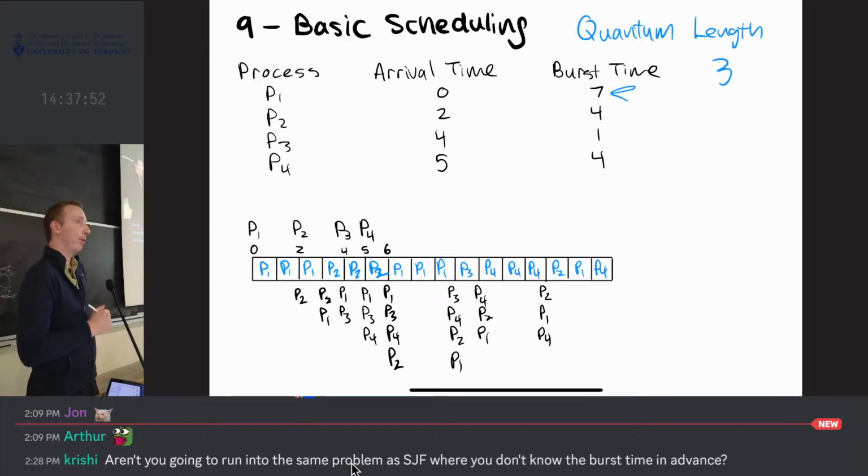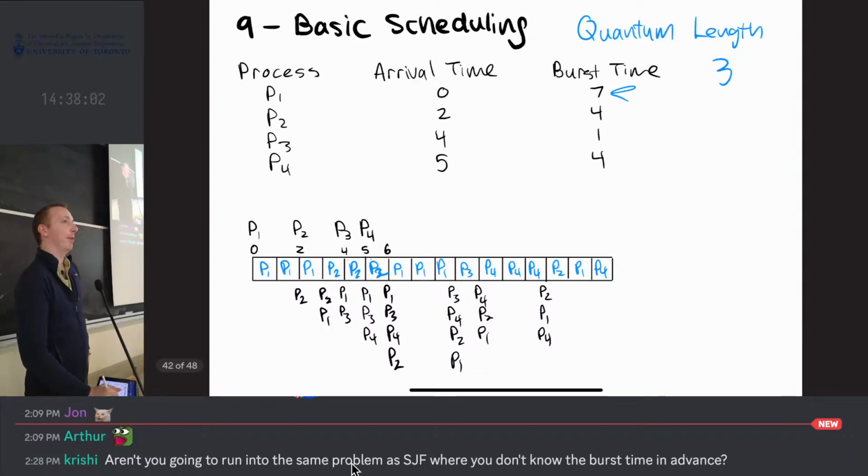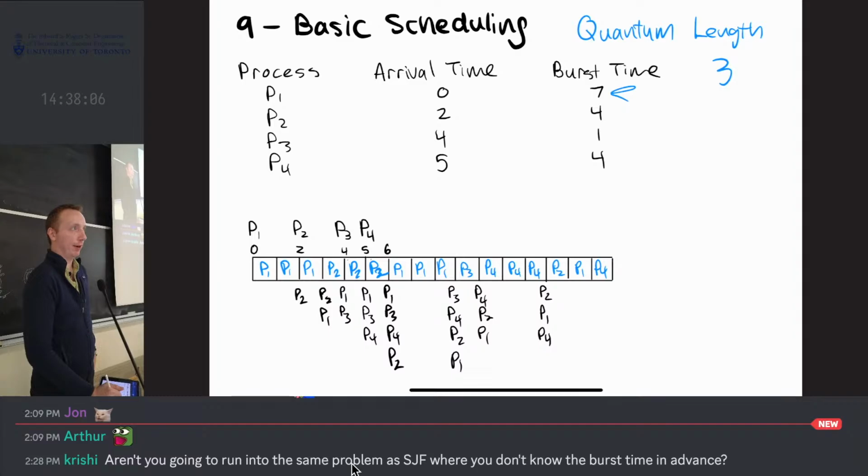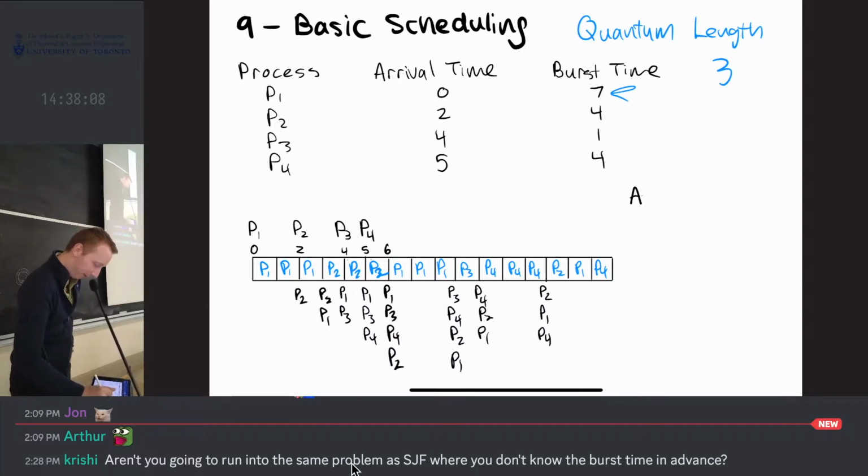Yeah, so the length of the quantum is given to you in the question. I just picked it because, hey, we'll pick different ones and see what the effect is. So here, questions we might want to ask ourselves. These are the 3 questions you will be asked for every scheduling problem. The first one would probably be, what's the average waiting time?